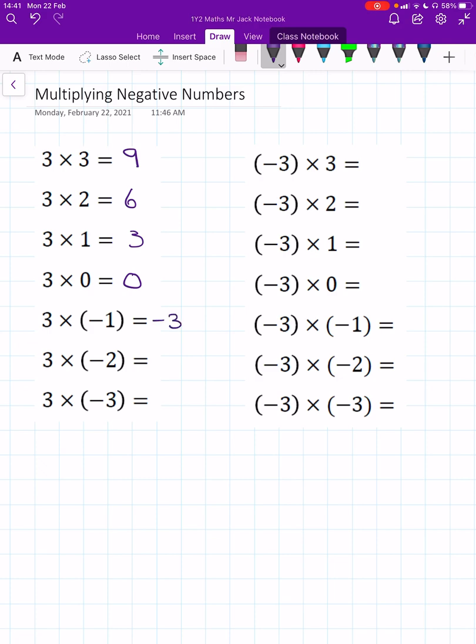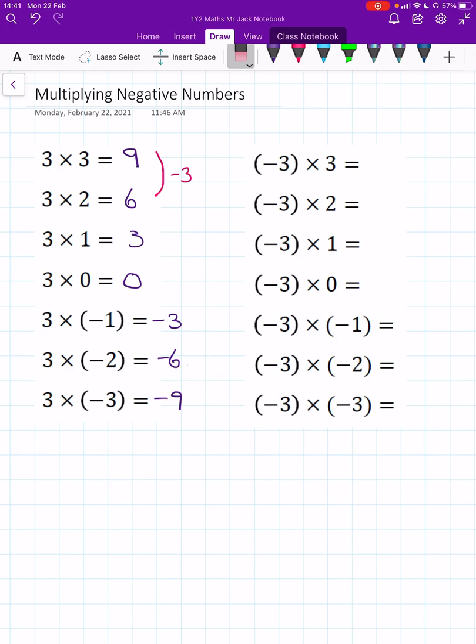Now here we've got 3 times negative 2, and we've already done 3 times 2. Well, that was 6. So 3 times negative 2 can't also be 6. So it's got to be negative 6. And then 3 times negative 3, I think you're probably spotting the pattern now, is negative 9. Let's have a look at what's happening here. That's going down by 3, isn't it? Going down by 3, and that's going down by 3. All we've done here is continue the pattern, going down by 3 each time, which is great. So that's all working fine for us.